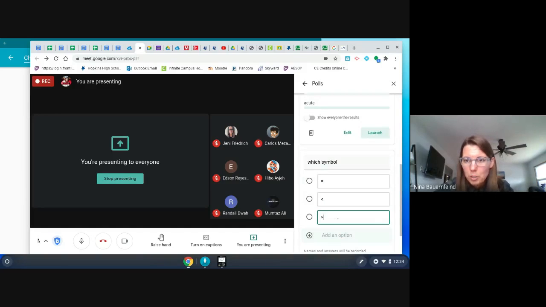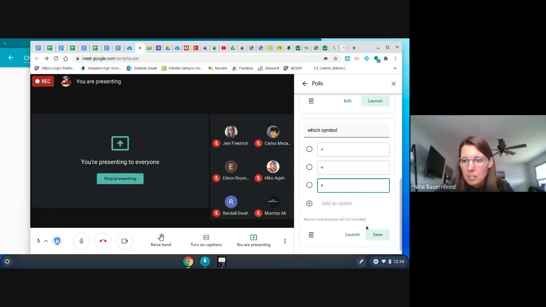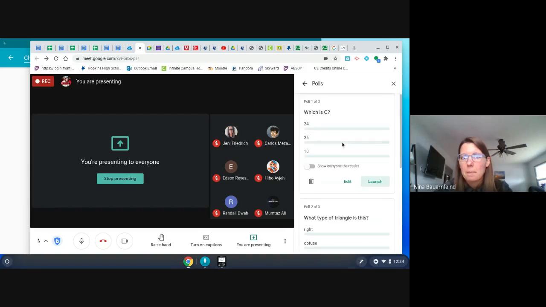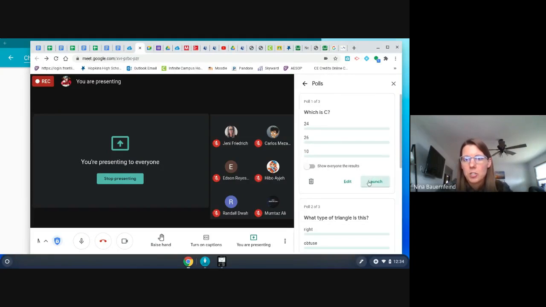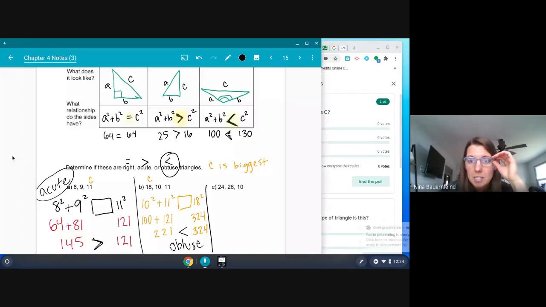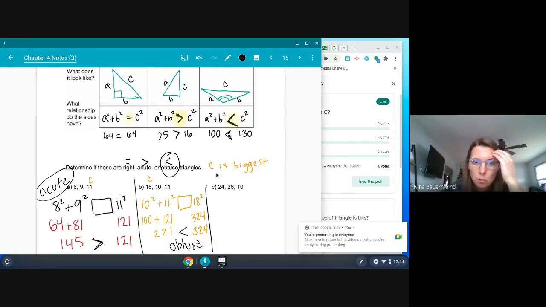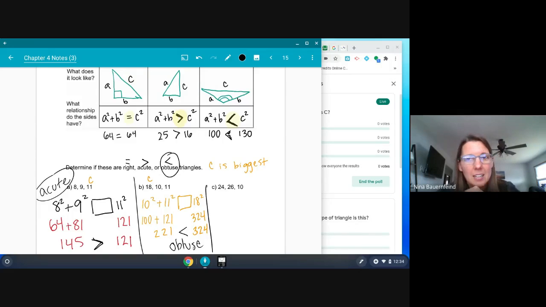This is pretty much what your quiz is going to look like, just so you guys have a heads up. Okay, so we're going to start this first problem, and I'm going to start by launching this question. So the question is, what is C? Everybody should answer this. This is the last one that we have, I think.